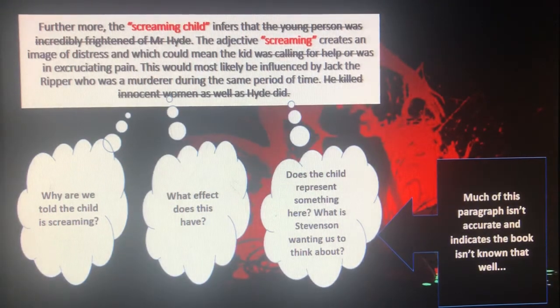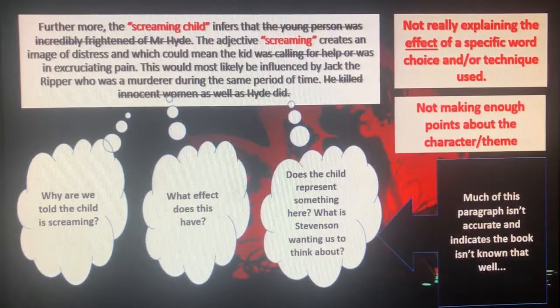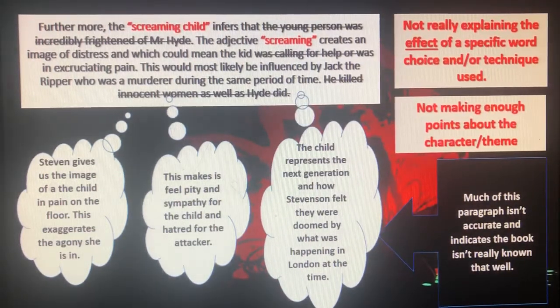This is how to get detail out of the quote, "screaming child". Stevenson gives us the image of a child in pain on the floor. This exaggerates the agony she is in. This makes us feel pity and sympathy for the child, and hatred for the attacker. The child represents the next generation and how Stevenson felt they were doomed by what was happening in London at the time. Quite a short quote, but still quite a lot I can say about it.